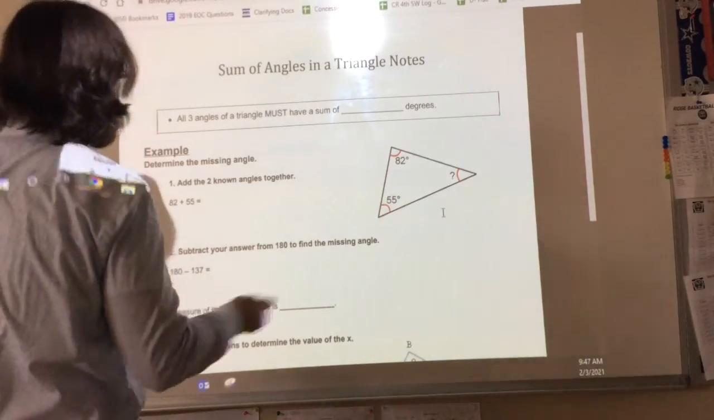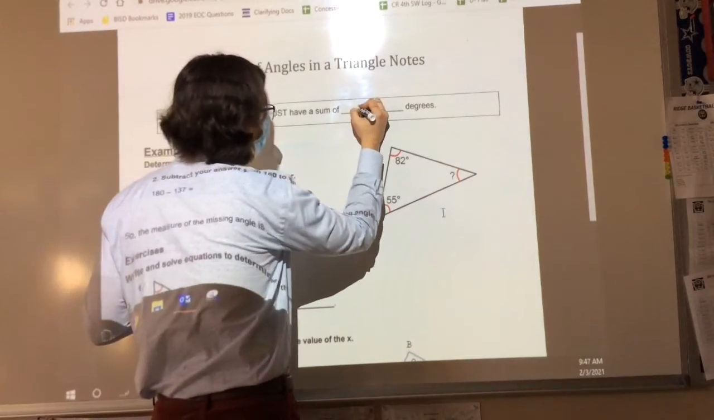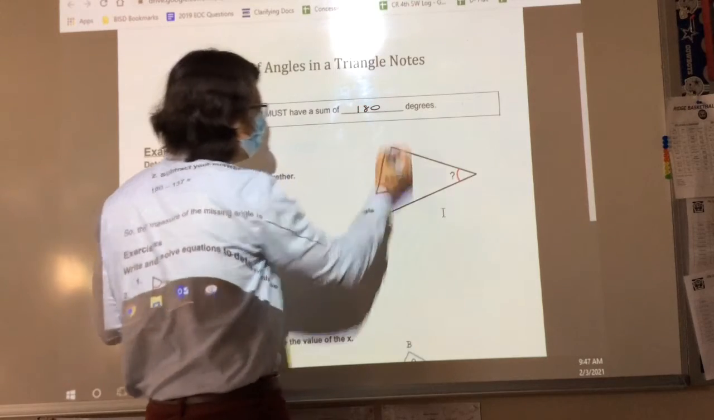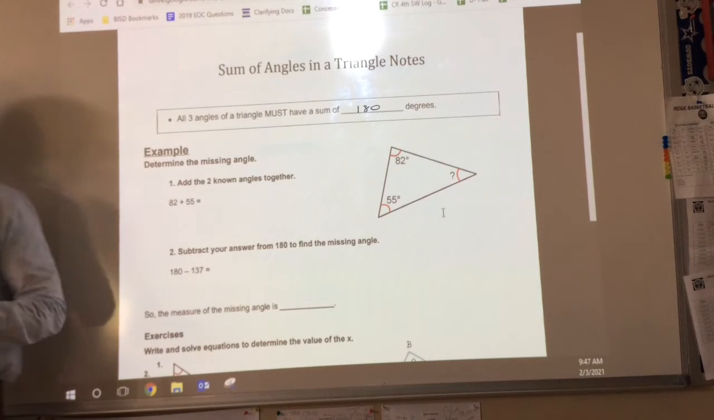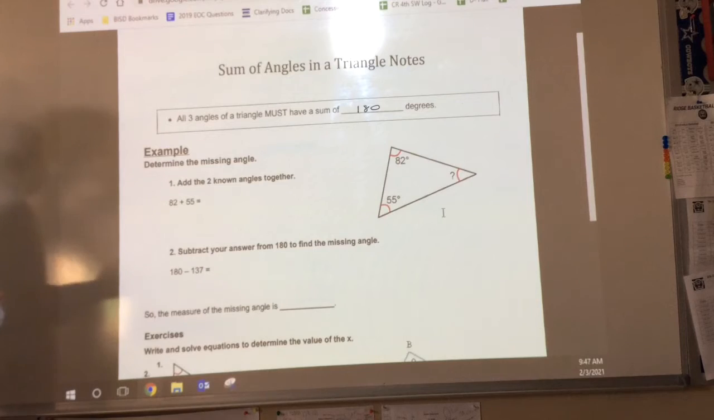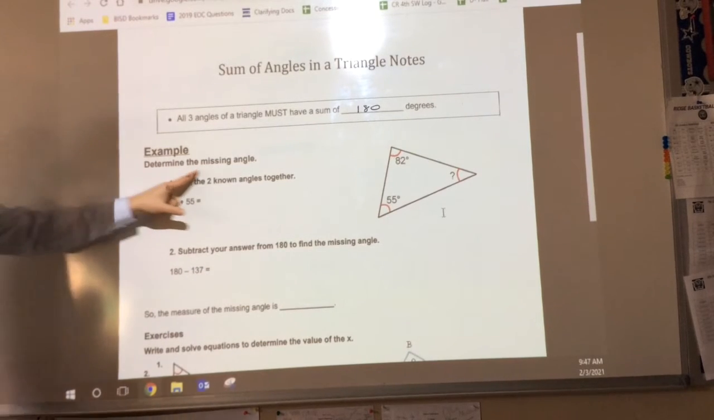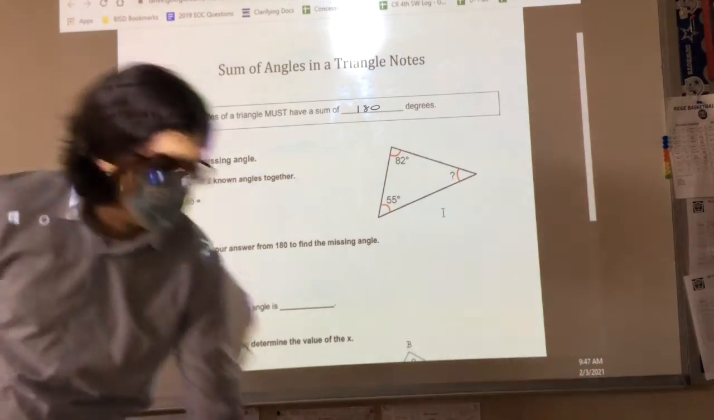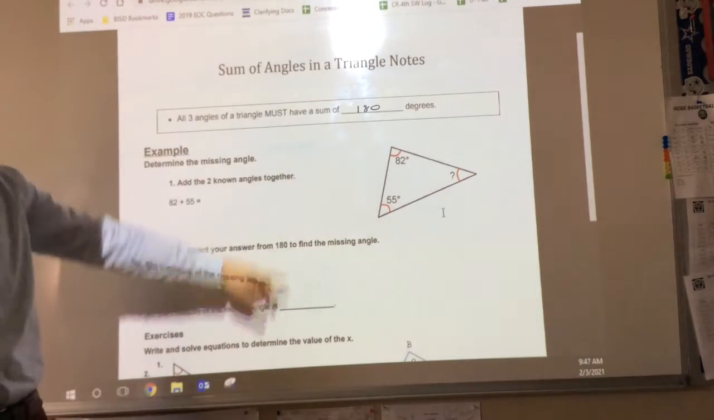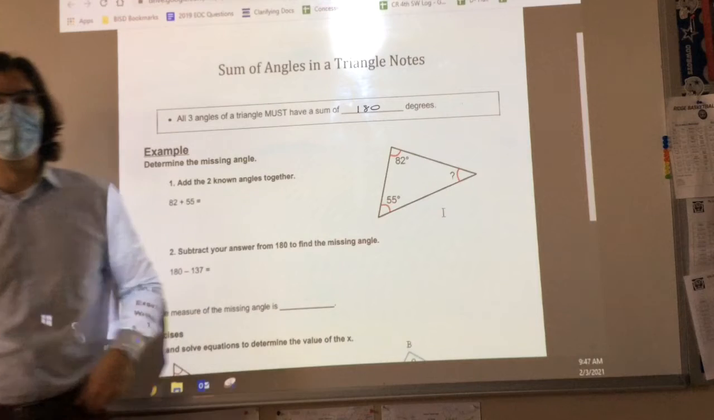We know that all three angles of a triangle must have a sum of 180 degrees. All angles of a triangle must add up to 180 degrees. No matter how big the triangle is, no matter how small the triangle is, they will always add up to 180 degrees. We'll go with that? So we're going to determine the missing angle, and we're going to do that by adding the two known angles together. What I mean by known angles are the ones that I actually have, the 82 and the 55.